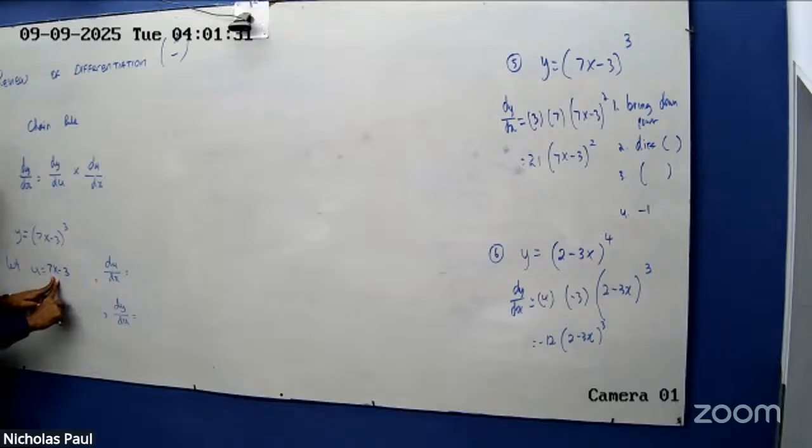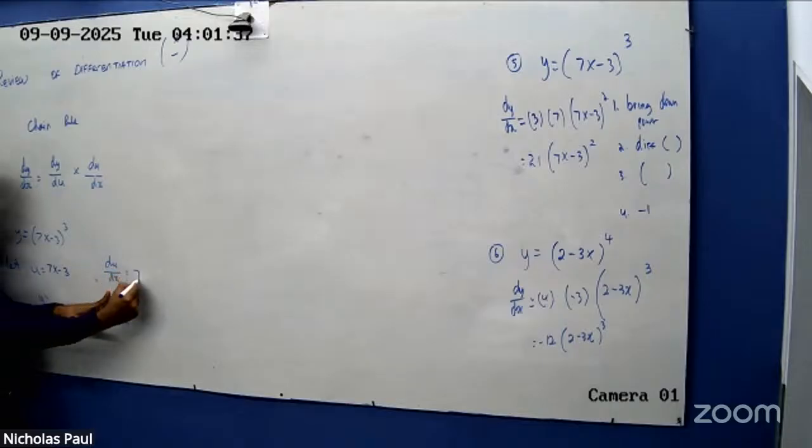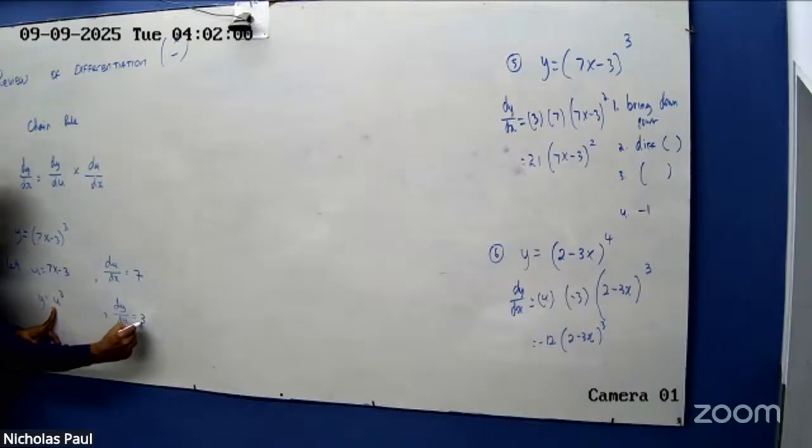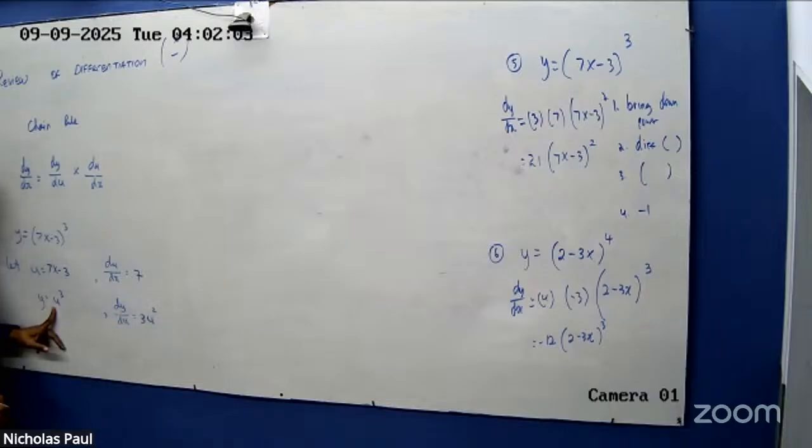If I differentiate u with respect to x, I get du dx, which is 7. Now I'm no longer using this. I said that u is this, so I'm going to write y is equal to u cubed. Now I'm going to differentiate y with respect to u, and I'll end up with 3u squared. Bring down the power, write back the u and minus 1 for the power. Everybody okay with that?